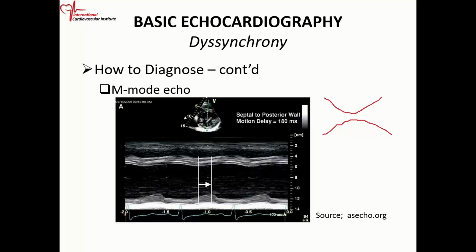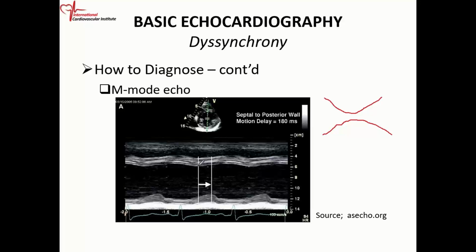Now, if you look at your septum right here, this is the septum, and this is the posterior wall. If the septum is going to contract, it's going to fall towards the posterior wall, and you're going to see the lowest point of the septum. The lowest point of the septum is right here, or if you go over here, it's right there. That's when it contracts and moves towards the center of the cavity. And the posterior wall should do the same thing.